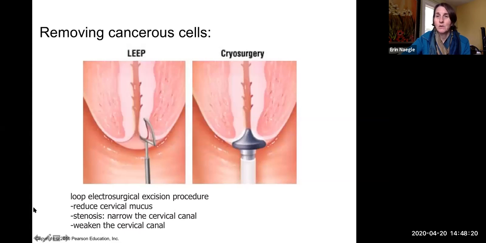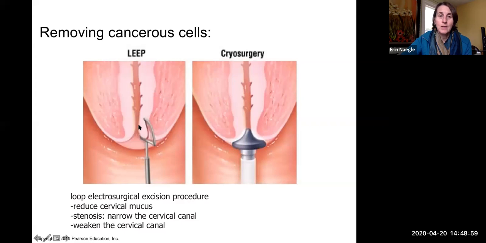So in that case, there are a few procedures that can be done that involve removing cancerous cells. So here are two examples. You're looking at the cervix here. One of them is cryosurgery, cryo meaning freezing. So there's a tool that's used to freeze those cells. Another one is to remove those cells, and it just depends on how many cells are impacted, and in a consultation with a woman's doctor, decide what procedure would be best for her. But a LEEP is a loop electrosurgical excision procedure.